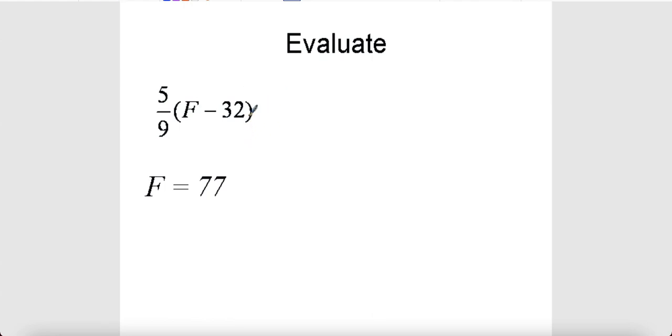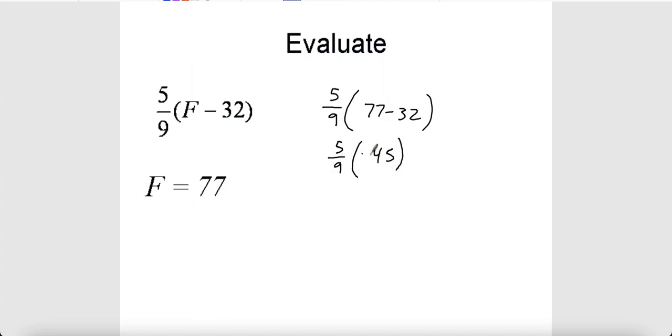This is actually the Fahrenheit to Celsius conversion. C equals 5/9 times F minus 32. But again, we're evaluating for a Fahrenheit temperature of 77 degrees. So 5/9 times 77 minus 32. Again, following the order of operations. Well, 77 minus 2 would be 75, minus 30 gives us 45.